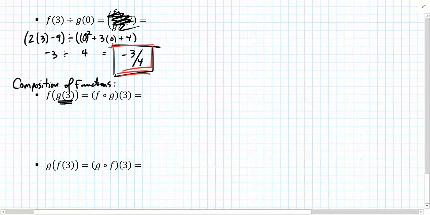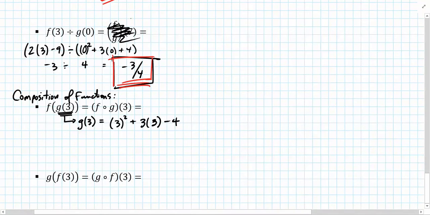Again, I'm looking for g of 3 first. That's the innermost function, so I should calculate what g of 3 is. Now that g function says to take x and square it, plus 3 times x minus 4.